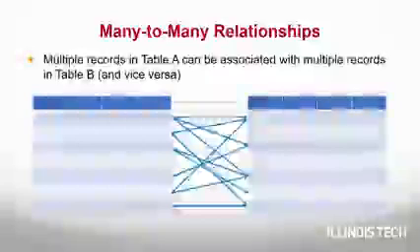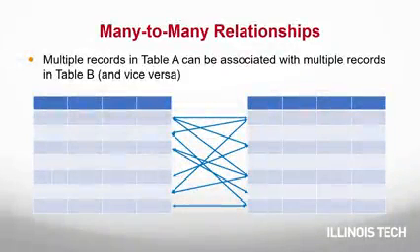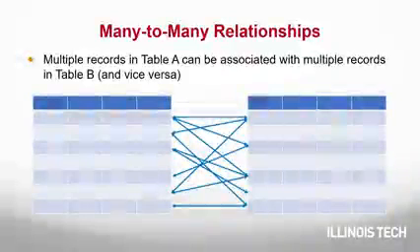The third type of relationship is a many-to-many relationship. This is the most general kind of relationship that we have. In this case, any row in table A might have multiple rows associated with it in table B, and any row in table B might have multiple rows associated with it in table A.